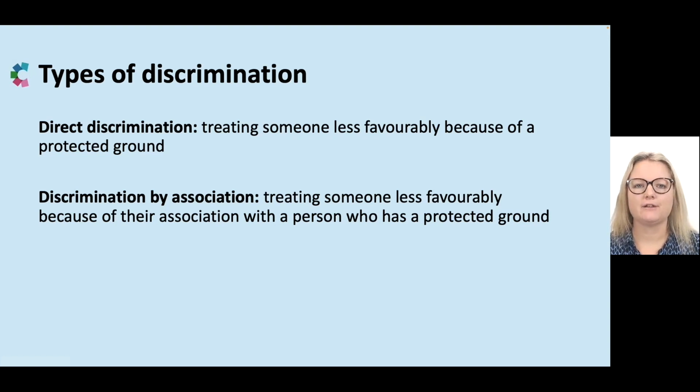Discrimination by association is where someone is treated less favourably, not because of a protected ground that they possess themselves, but because of a protected ground of someone they associate with. So an example of this in the employment context would be refusing to hire someone because they have a disabled family member, or because they are friends with someone who is gay, for example.